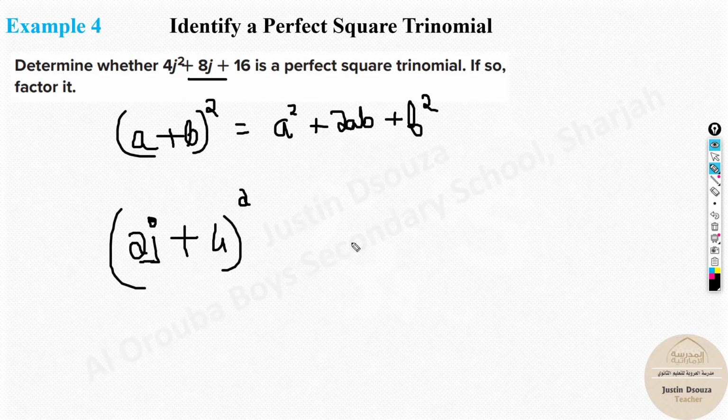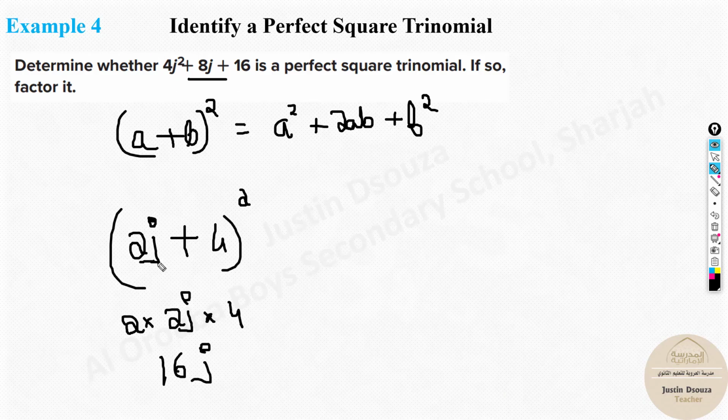Now, we can either expand this or just check the middle term. The middle term must be 2 times these two terms. 2j multiplied by 4. 2 times 2 is 4, 4 times 4 is 16j. Do we have 16j here? No, it is 8j, which is wrong. Why? Because the last term is 4.